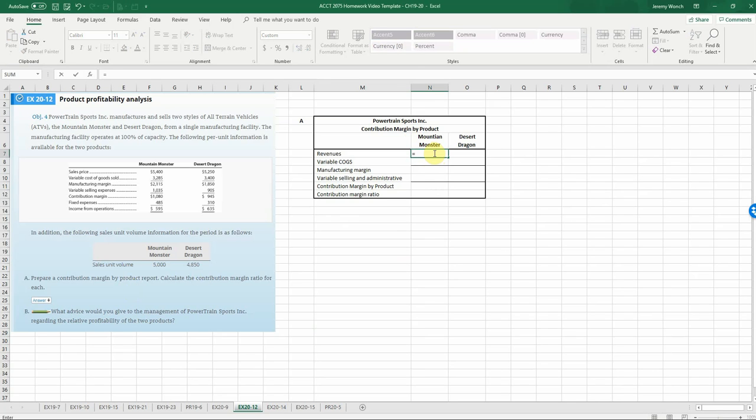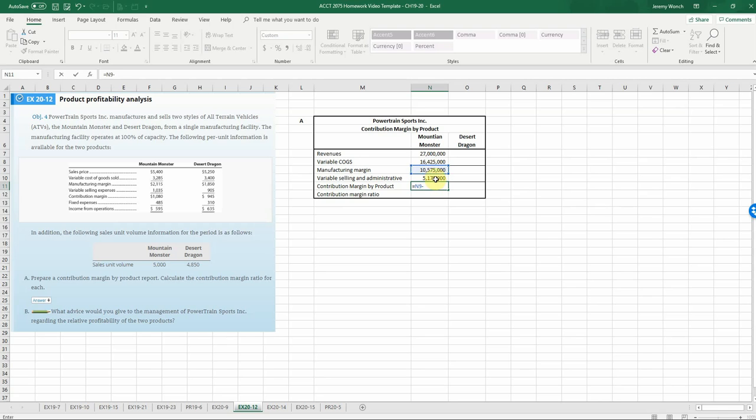And so for the Mountain Monster, they're going to have sales of 5,000 and the selling price is 5,400. And the variable cost, so sales units of 5,000, and their variable cost of goods sold is right here, 3,285. All right, we'll subtract the two to get our manufacturing margin, and then we want to subtract out our variable selling and administrative cost. So that's going to be 1035 times 5,000.